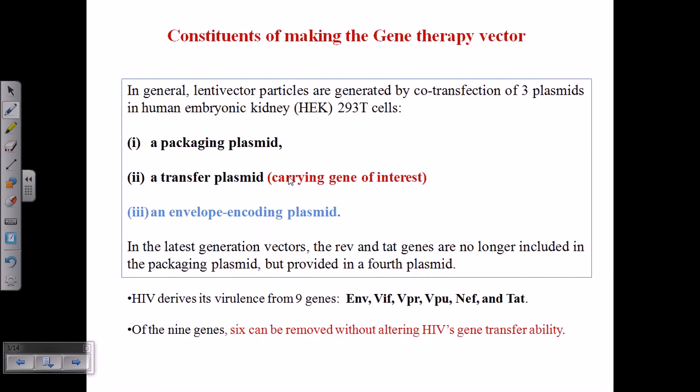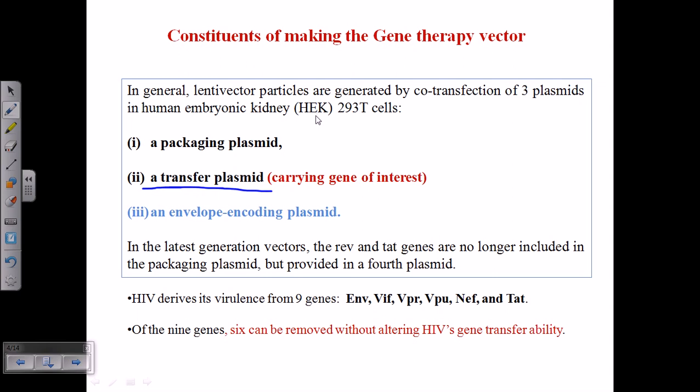Okay, now let us look at the constituents of making the gene therapy vector. Now for making this kind of vector utilizing lentivirus, we again require three different types of elements. In the case of adenovirus, we have seen three elements. Here also, we need three elements. Definitely one element must provide us the gene of interest. So here it is a transfer plasmid which carries our gene of interest. Now this plasmid is again a modified lentiviral vector.